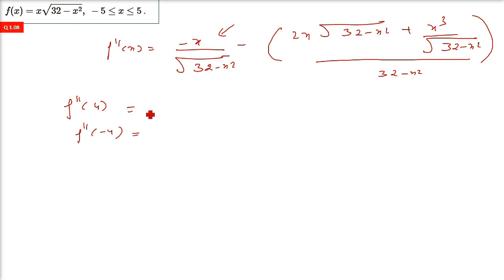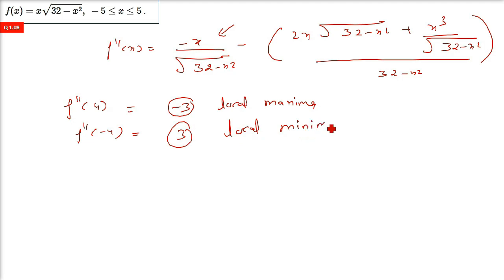Please remember, for double differentiation, we are not interested in the value. We have to do nothing with the value. We have to do with the sign. The sign is negative because f double dash 4 will come as negative 3. Negative means local maxima. Positive, that is 3, means local minima. Negative, maxima. Positive, minima. And when you get this, now you need to find out the value of the function at this negative 3 and 3.